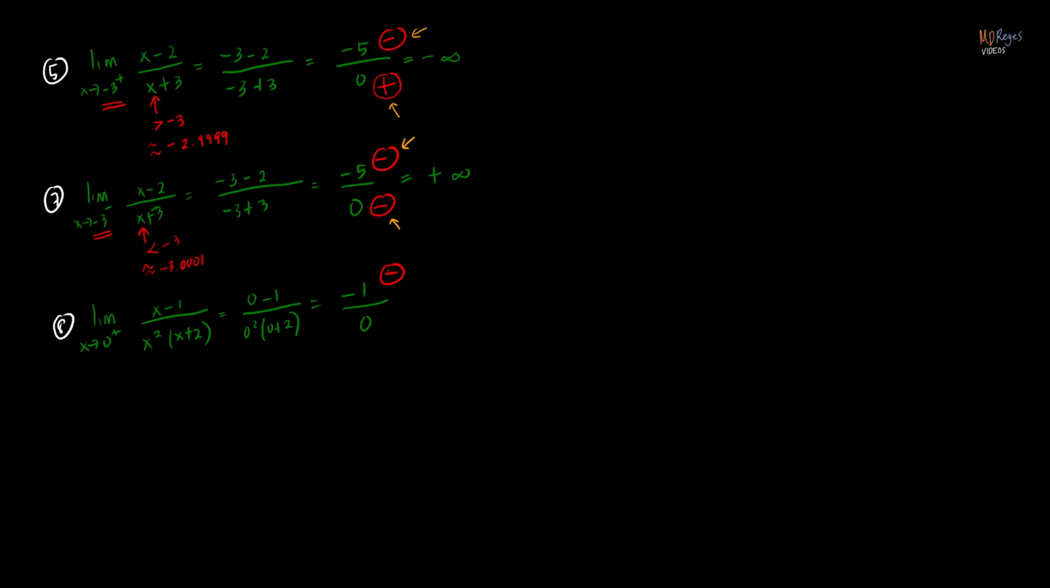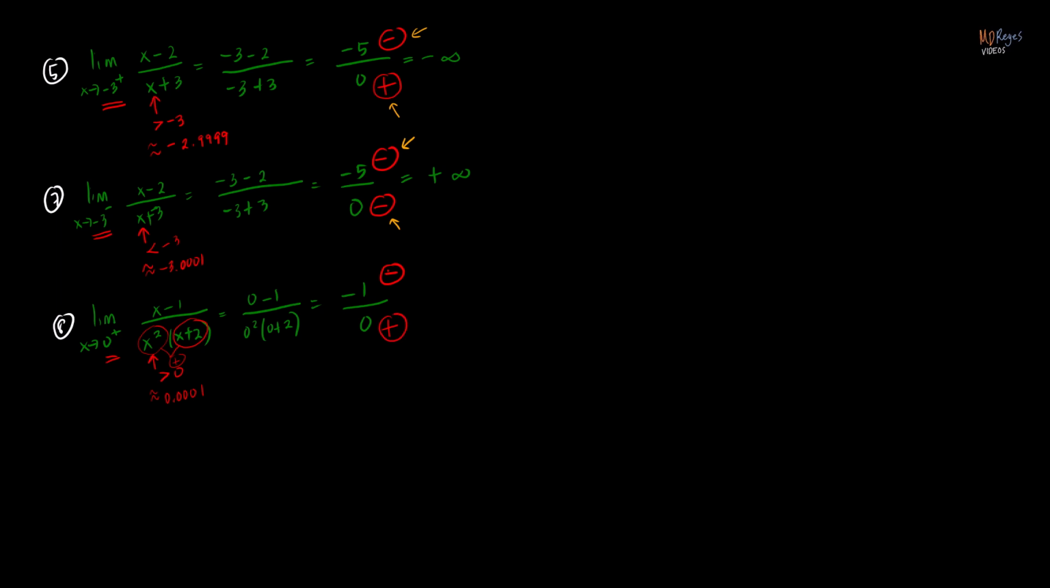What about the denominator? As x approaches 0 from the right, x is a number very close to 0 but greater than 0. Let us take 0.0001. Whenever x is a number very close to 0 but greater than 0, x squared is always a positive number. Multiplied by x plus 2, another positive number, positive times positive gives us a positive product. So x squared times x plus 2 in the denominator is a positive number.